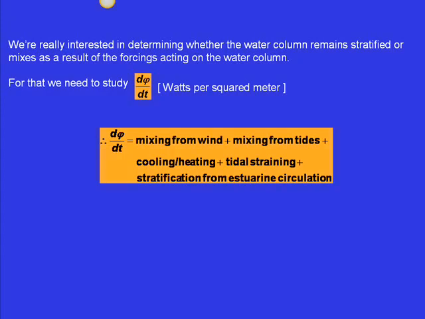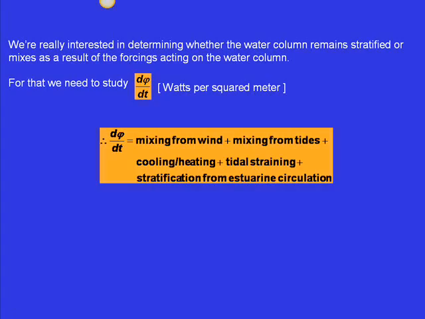The changes of potential energy in time as given by mixing effects from wind, mixing effects from tides, stratifying from heating versus destratifying from cooling, stratifying from tidal straining versus destratifying from tidal straining, and stratification from the estuarine circulation. We'll discuss in a minute why we talk about stratification from estuarine circulation.